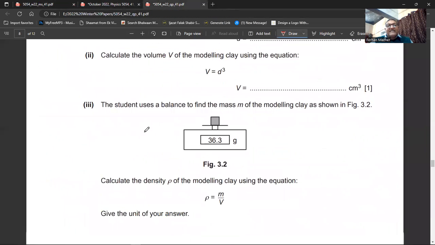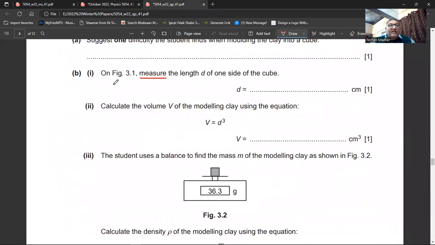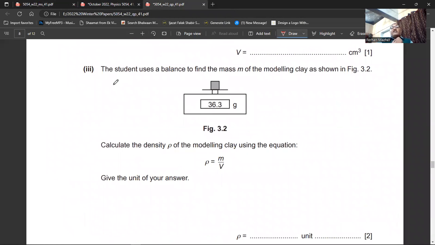Okay, then he says the student, that's the third part of question number 3, I think B part is third portion. And the student uses the balance to find the mass M of the modeling clay as shown in the figure 3.2. And here the mass is 36.3 grams. Calculate the density of the modeling clay using the equation. So the density is equal to mass divided by volume.